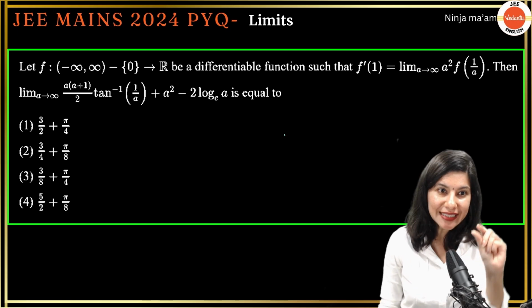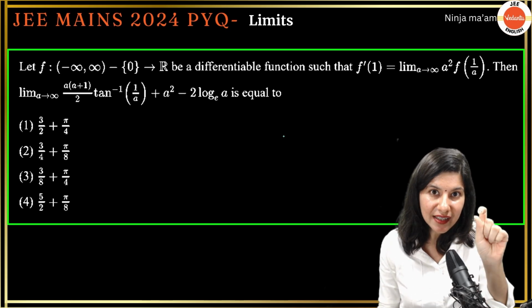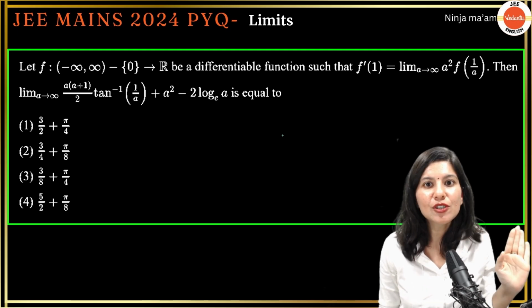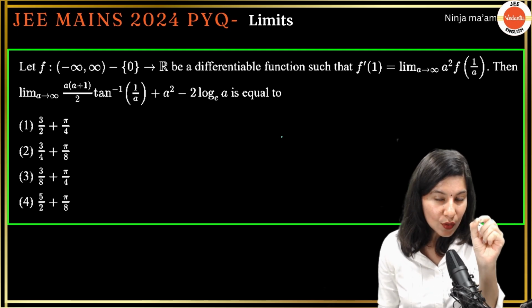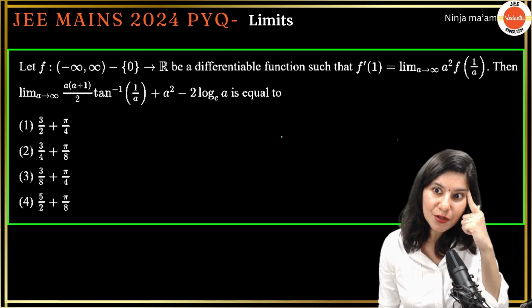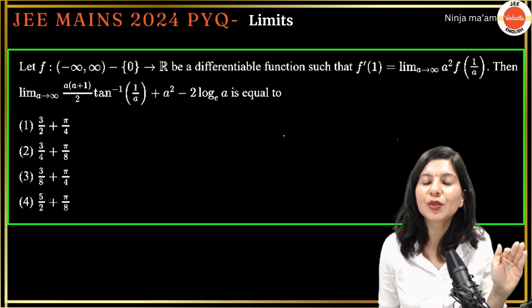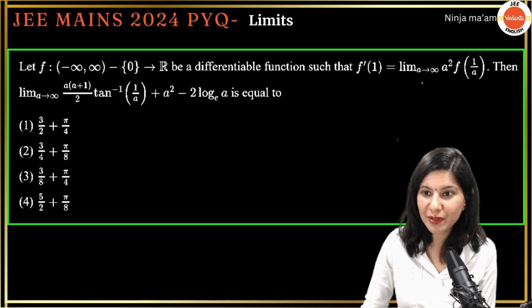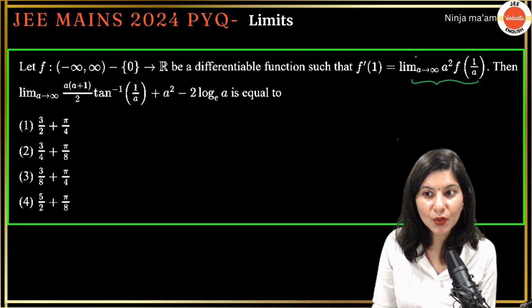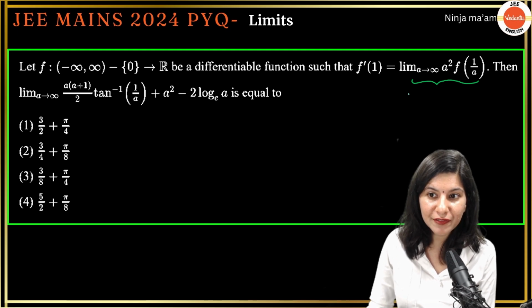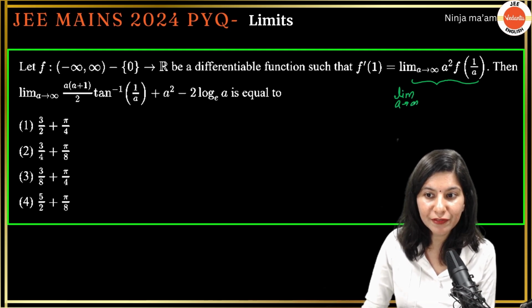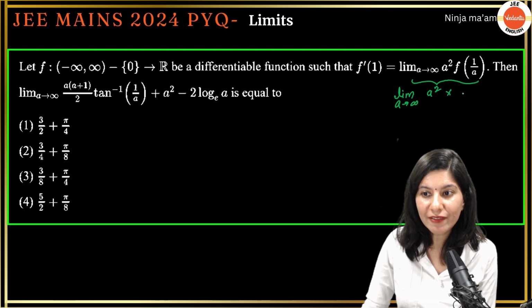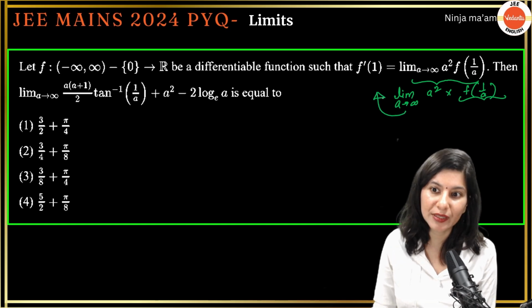All right, so one thing in this question is that you have to understand to get the drill of it, and then the question is very easy. Just one thing. If that one thing strikes in your brain, then you're going to kill this question. Okay. So they are saying that there is a differentiable function, which says that f-1 is this. Okay, so you need to understand any expression of the type limit a tend to infinity a square into a function of 1 by a. That you can directly write f-1.